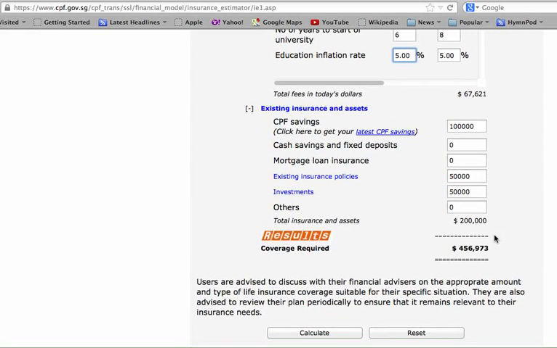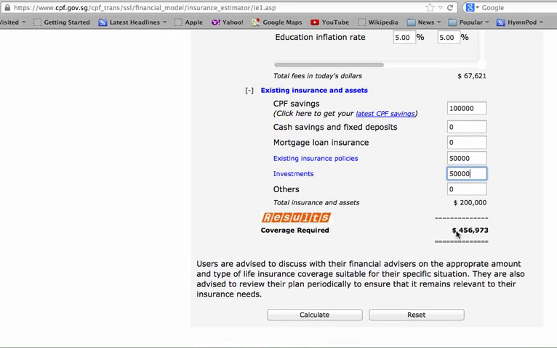Next, we look at existing insurance and assets. Now, it is also assumed that a total amount of $100,000 exists in the person's CPF savings, and there are existing insurance policies of $50,000 and existing investments of $50,000. Thus, total existing insurance assets amounts to $200,000. If we hit the calculate button, it will give us a total of $456,973.